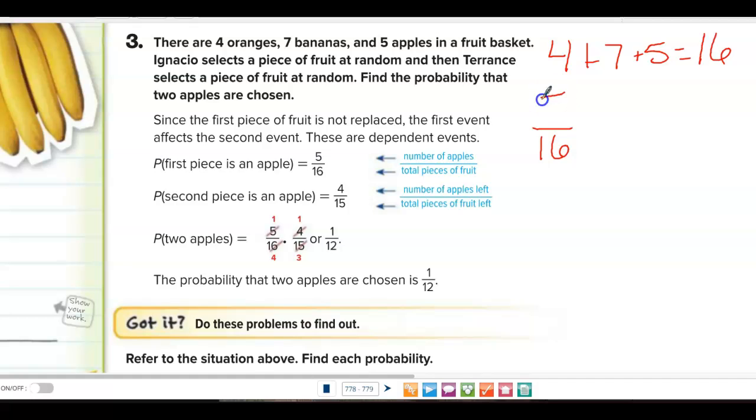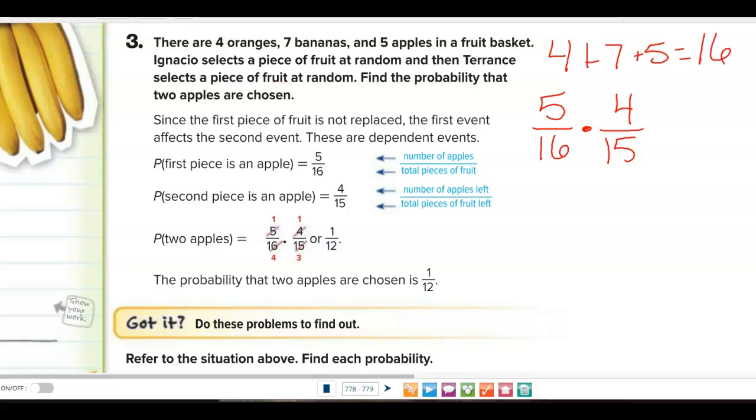5. Okay, so Ignacio grabbed an apple, took it out. How many apples are left now? There'd be 4, right? So we have 4. How many total fruit are left? There would be 15, right? Because if I took out an apple, I have 1 less apple and I have 1 less total fruit in the basket. Okay, could I cross reduce anywhere before I multiplied?